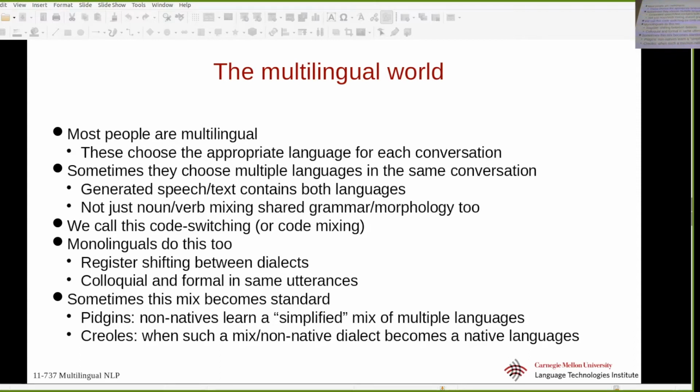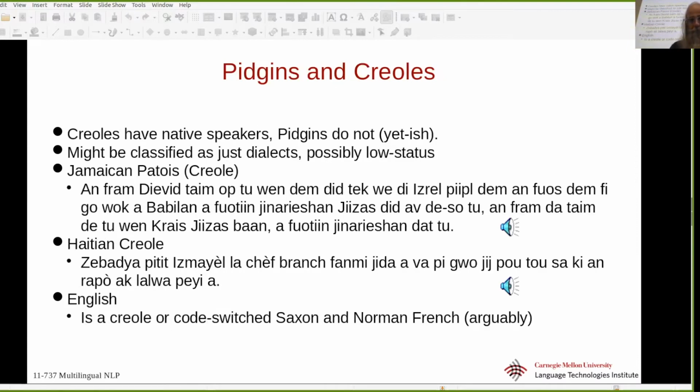Although we often refer to languages or dialects by Pidgin and Creole, and we're not necessarily following that particular rule. Okay. Creoles have native speakers, Pidgins do not yet. But actually, when a language is called a Creole or a Pidgin, linguistically, that's what we mean.